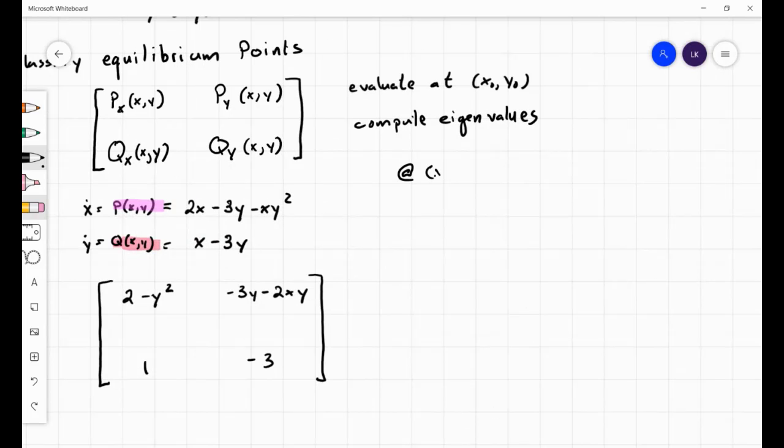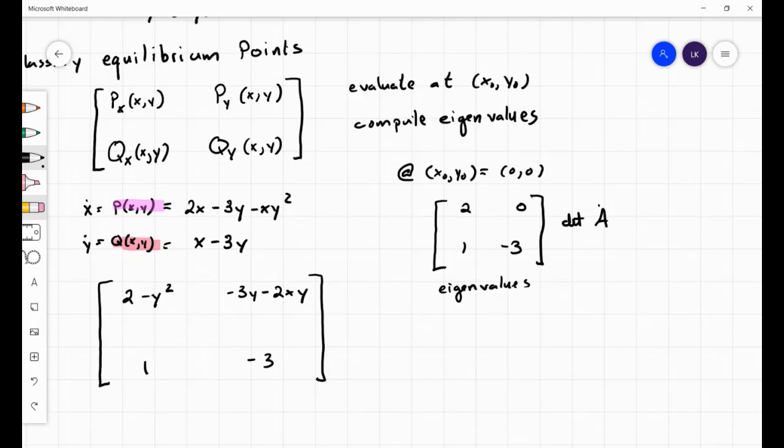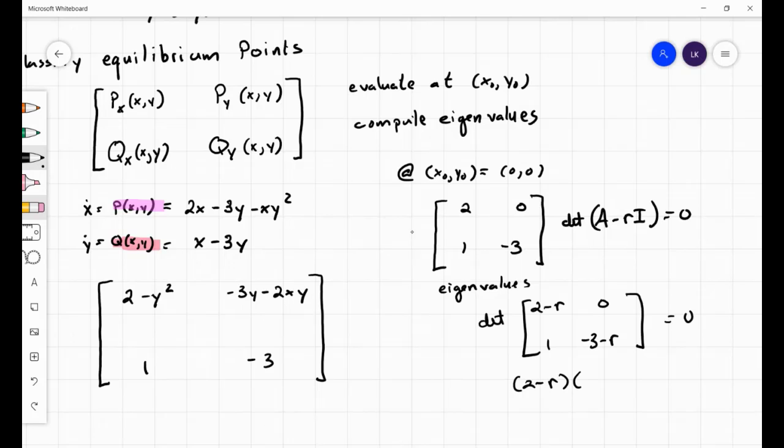At the equilibrium point (0, 0), our matrix becomes 2, 0, 1, negative 3. And so we're going to compute the eigenvalues. Remember that's the solution to the characteristic polynomial set equal to 0. You're probably aware that since this is a triangular matrix, the eigenvalues are just going to be the diagonal entries themselves.